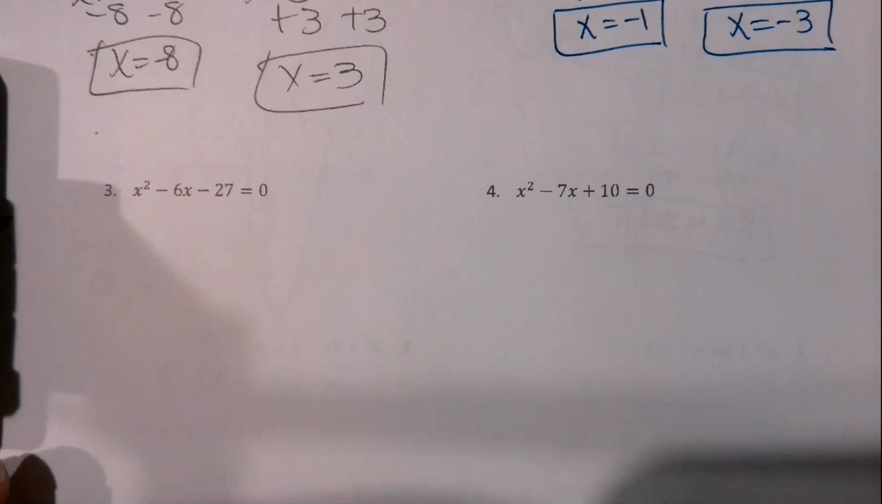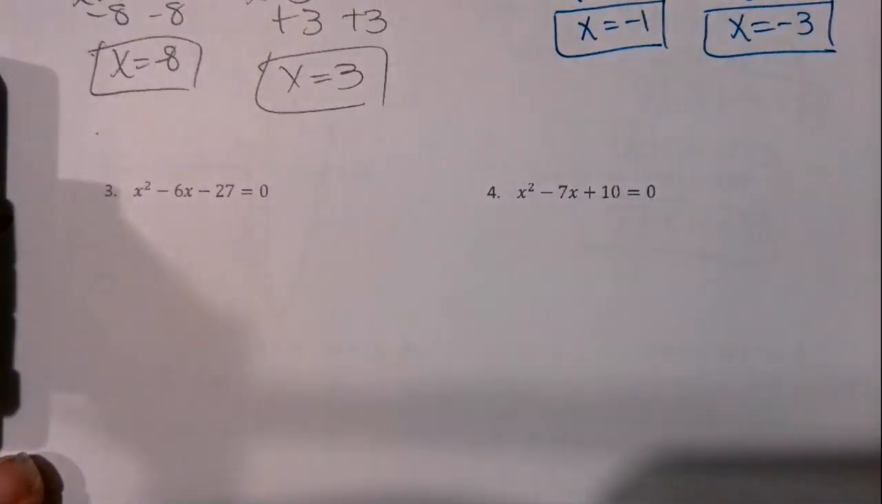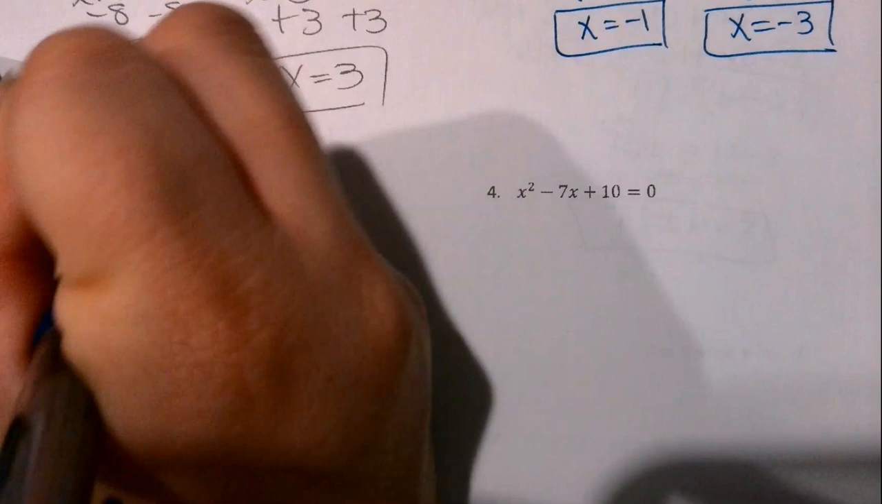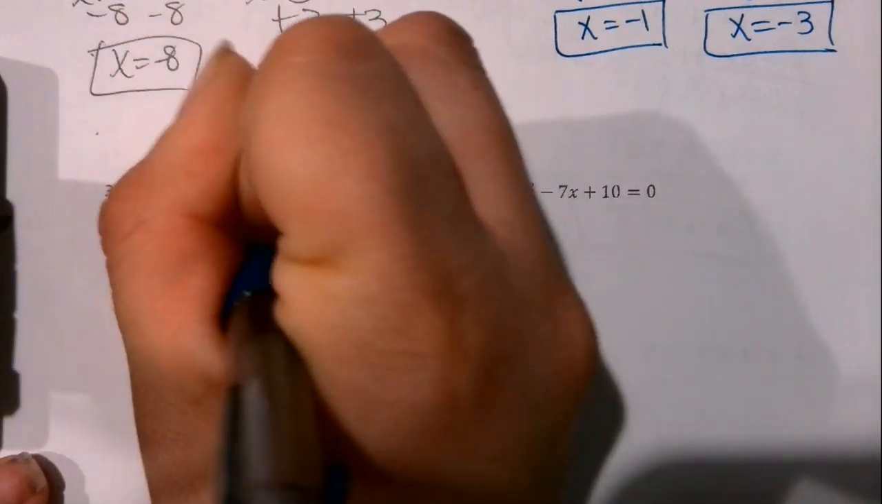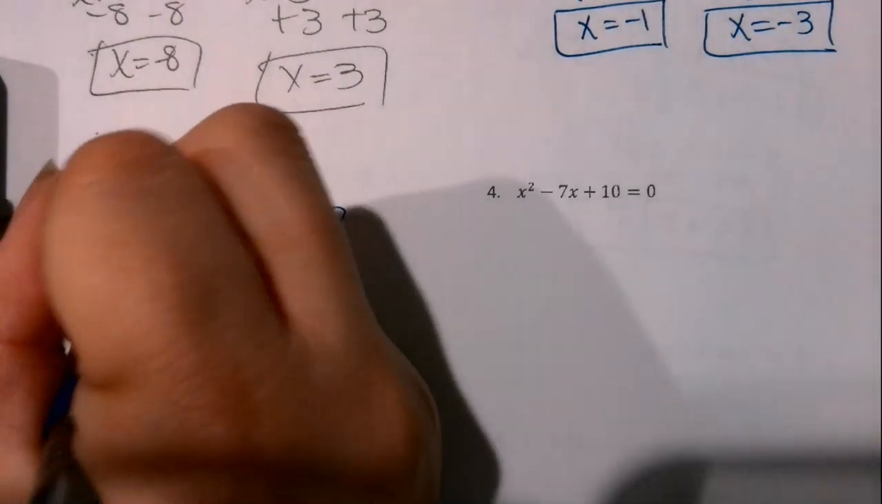Okay, this one I'm looking for what multiplies to negative 27 and adds to negative 6. I have negative 9 and positive 3, which multiply to negative 27. Negative 9 plus 3 equals negative 6. So I have x minus 9 and then x plus 3. I'm going to take those two and separate them.